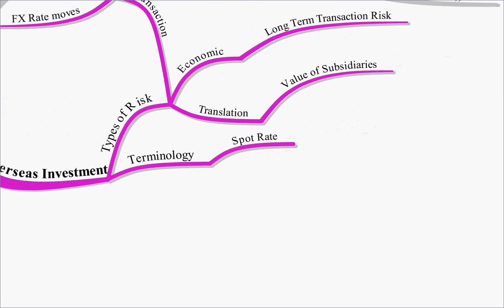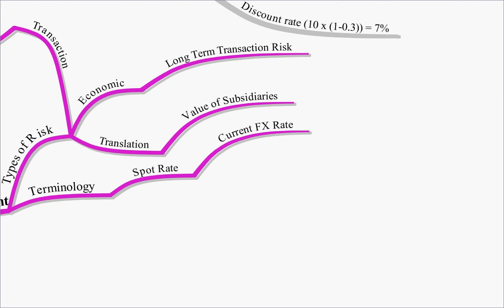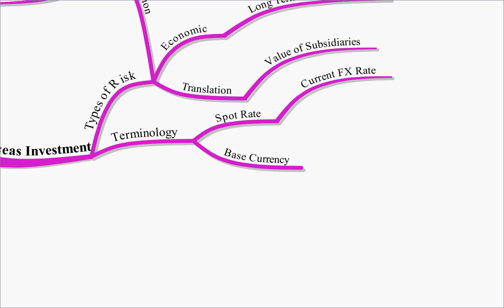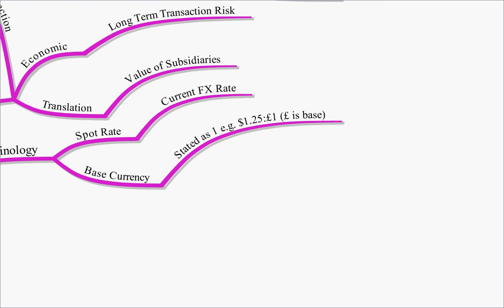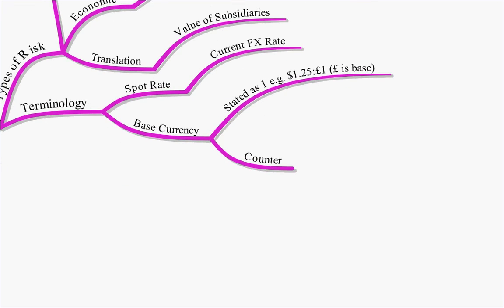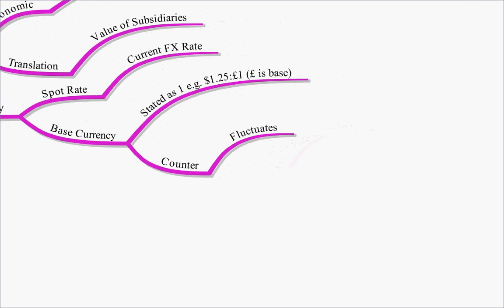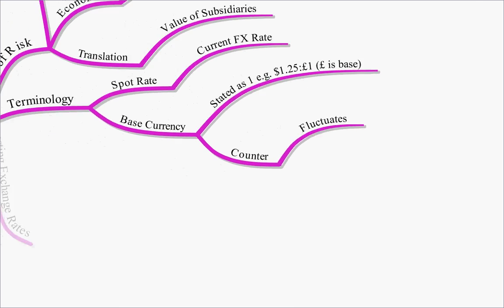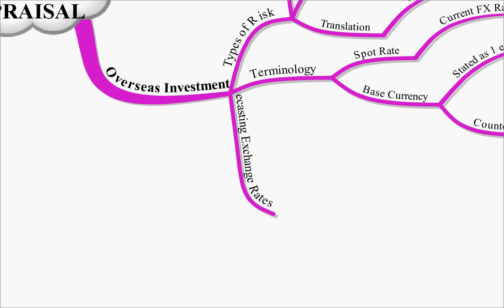Terminology then, well, first of all, the spot rate is the current foreign exchange rate. The base currency will always be stated as 1 in the question, and the counter currency fluctuates against the base. So how do we forecast future exchange rates? We may have to do this if we're undertaking an NPV calculation over the next 5 years in a foreign exchange or a foreign currency. We may have to translate the foreign exchange rates in those next 5 periods. So how do we forecast those?